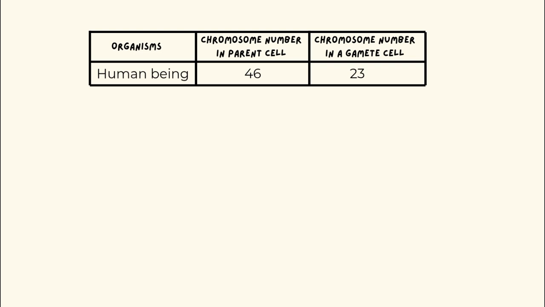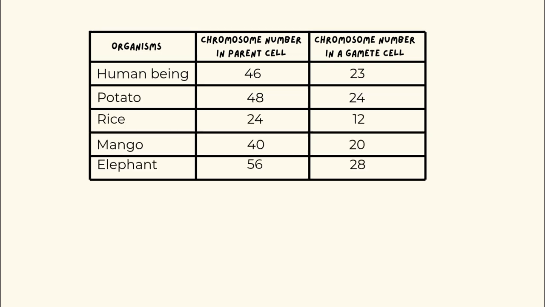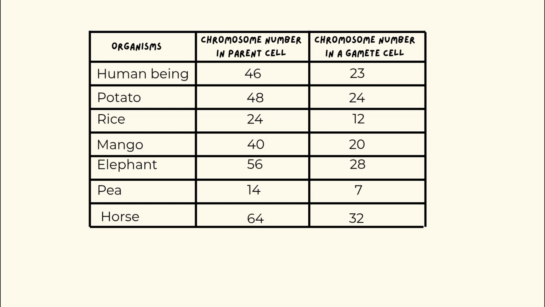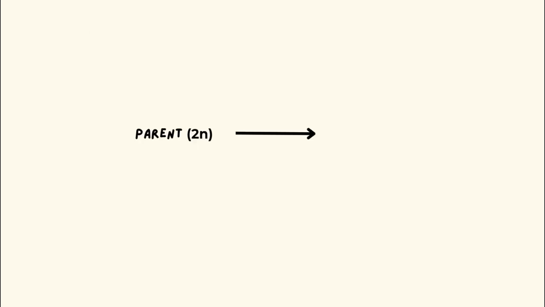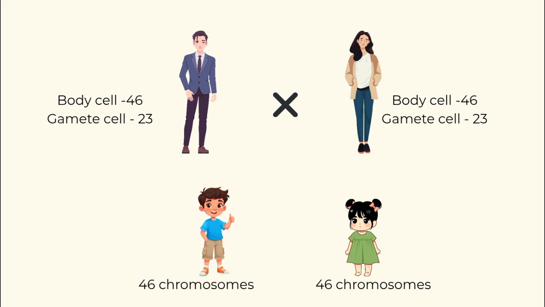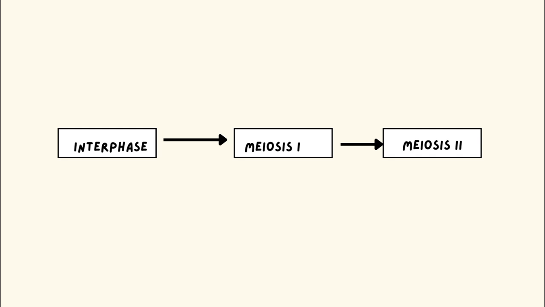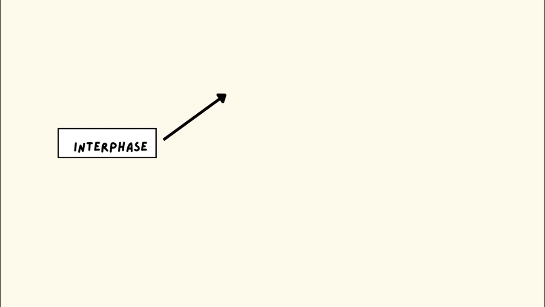It is also called reductional cell division because the daughter cells have half the number of chromosomes compared to the parent cell. This reduction is necessary so that when gametes fuse during fertilization, the newly formed offsprings have the correct number of chromosomes. Before meiosis begins, the cell grows through a preparatory stage called interphase.